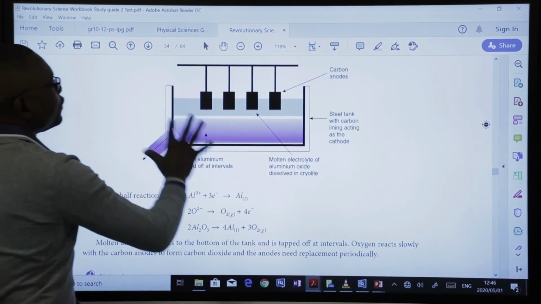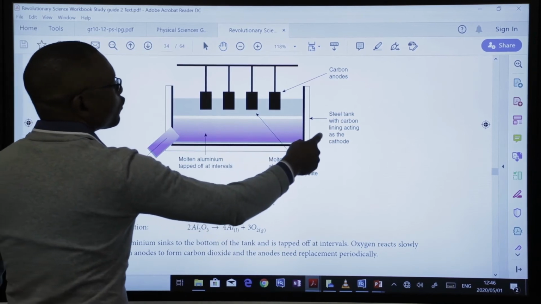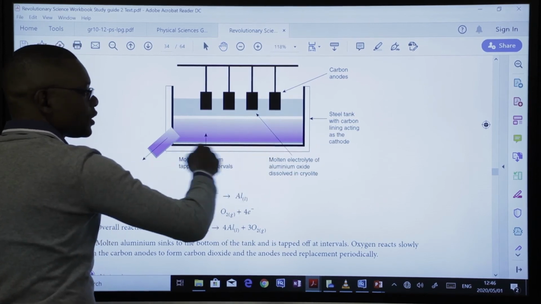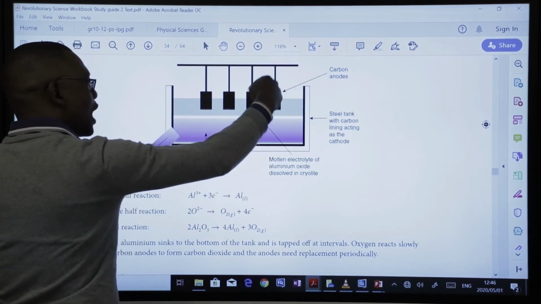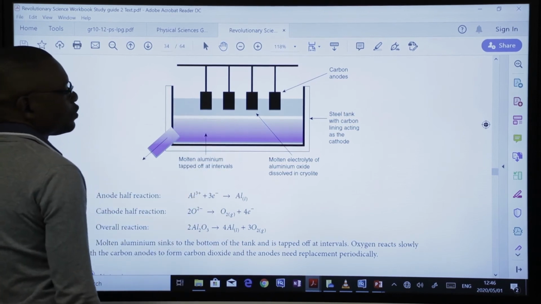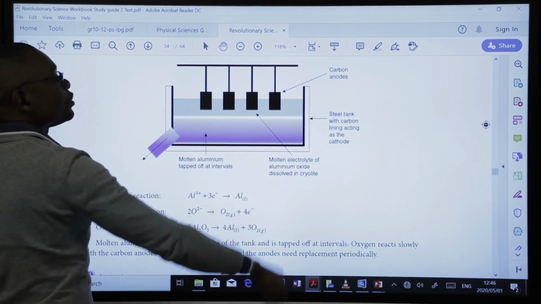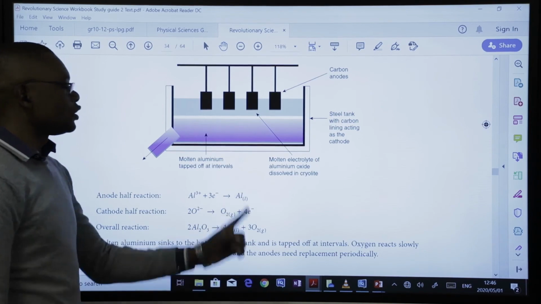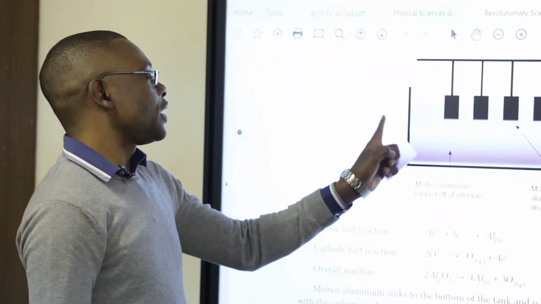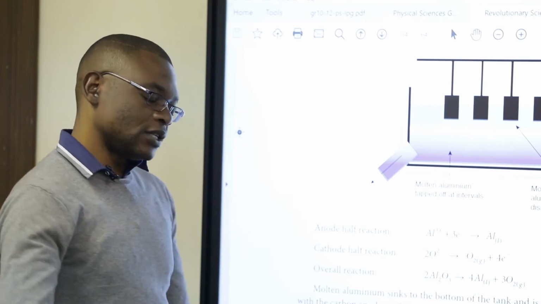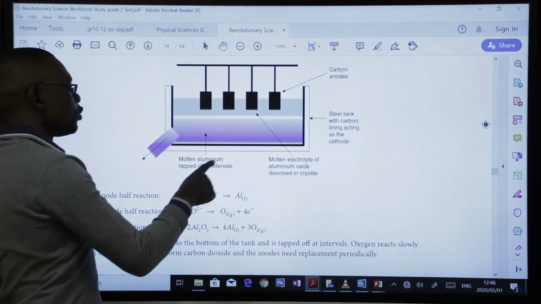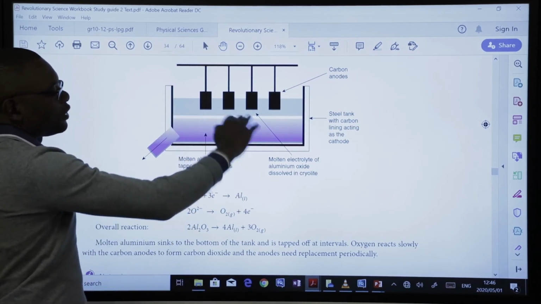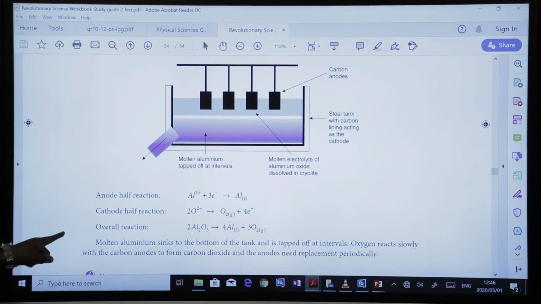We are saying that this is a setup where we have got the steel tank with carbon lining acting as the cathode, and then we've got the carbon anodes which are inserted into the solution. And what we have up there is a molten electrolyte of the mineral ore, aluminium oxide, dissolved in cryolite. And then when electricity is allowed to pass through it, the molten aluminium is collected at the bottom, and the cryolite remains on top. So this is what is happening.